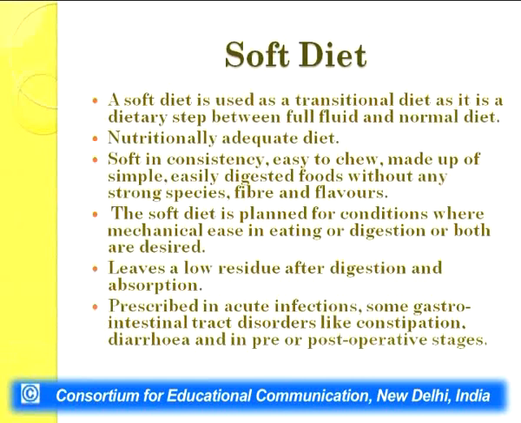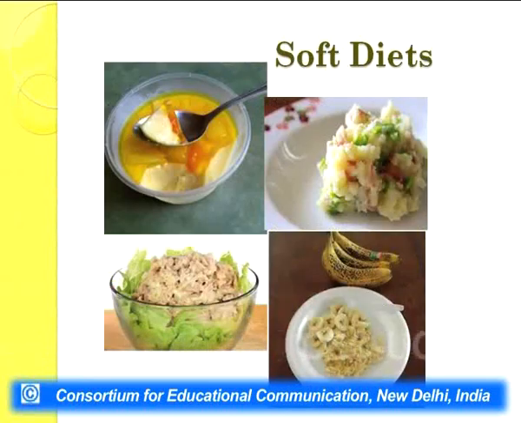It is prescribed in acute infections like some infection of the gastrointestinal tract, constipation, diarrhea, and pre and post operative stages. Examples may be soft suji upma or bread upma or khichdi. So these are easy to digest and exert less pressure over the intestinal tract, and thus digestion is easy. Soft diet, you can see the pictures, we can give suji upma, we can mash the banana, and it could also be an example of soft diet, dalia, khichdi, etc., pudding.